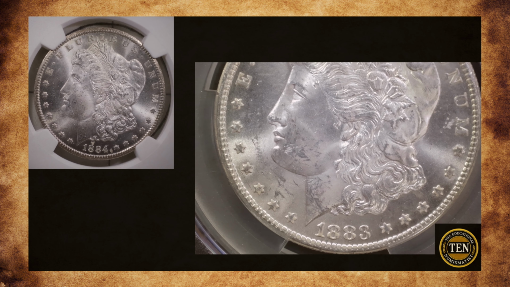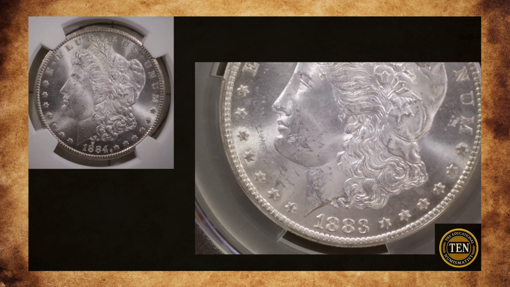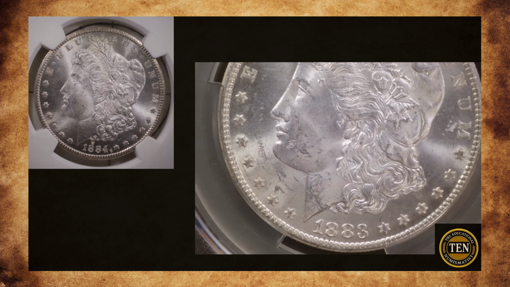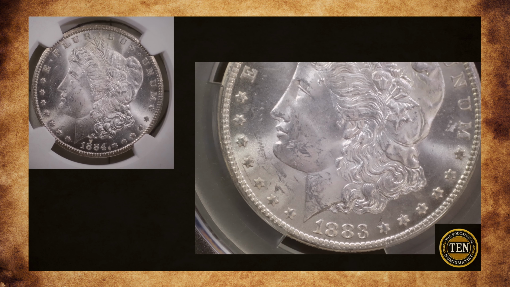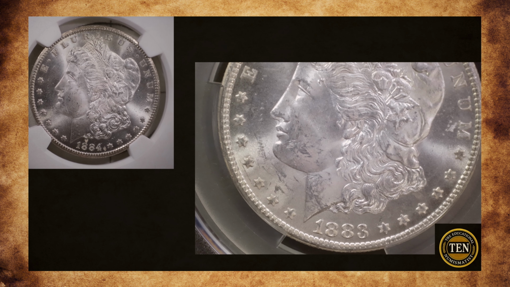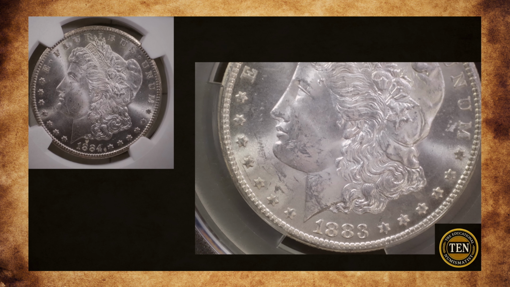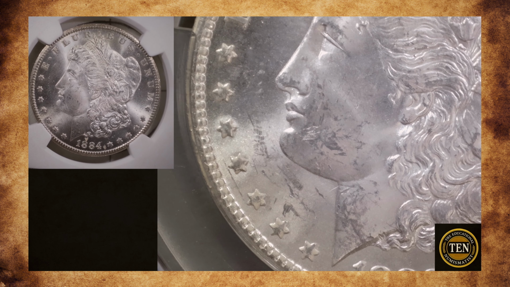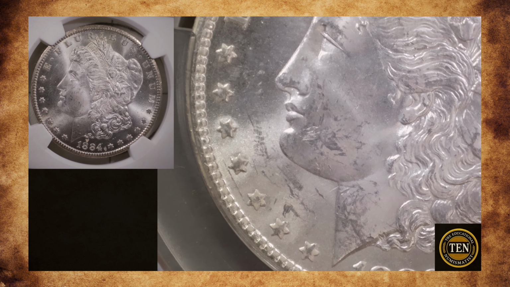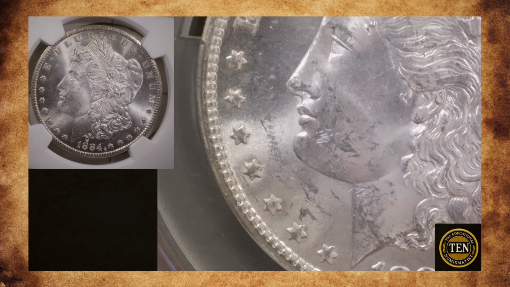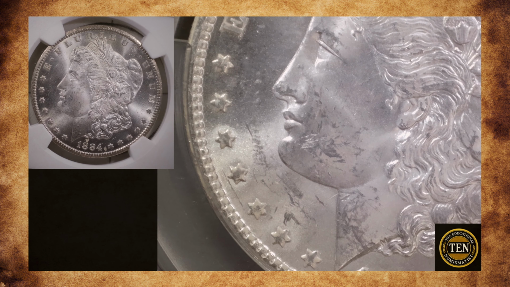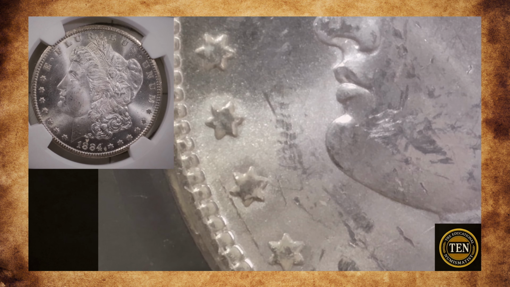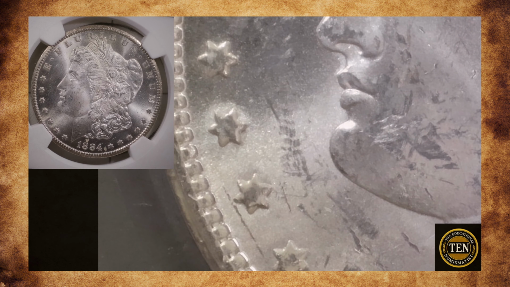This is what you're actually looking for. These lines of light, this directional movement, this flow across the surface. That's real luster. That's not brightness. And that's not just reflectivity. That's metal structure interacting with light.